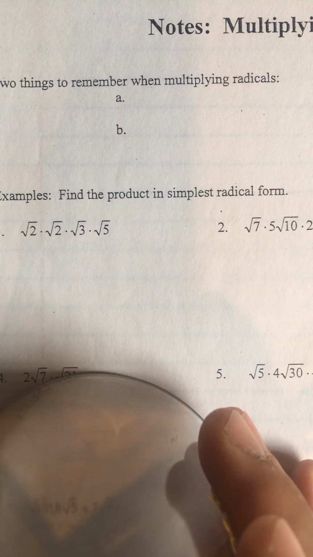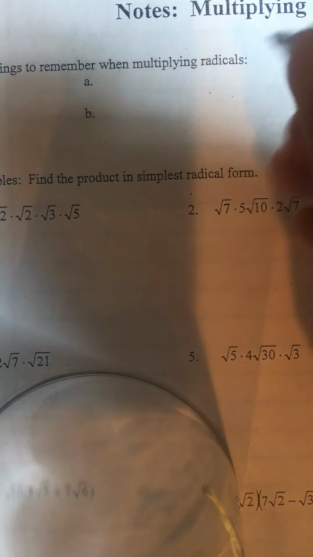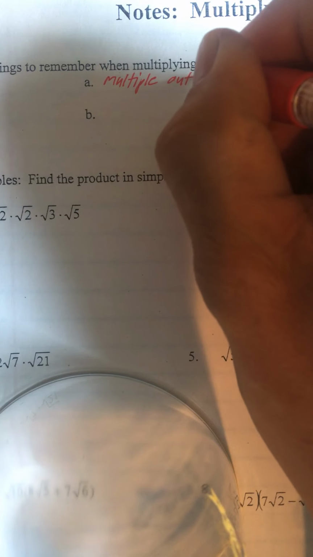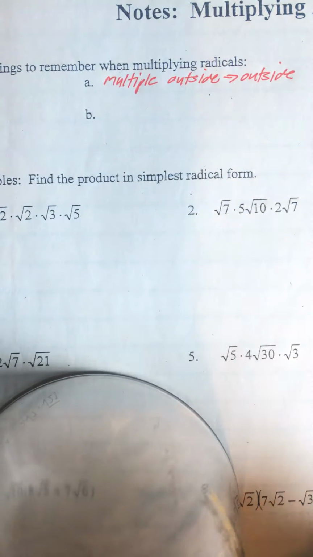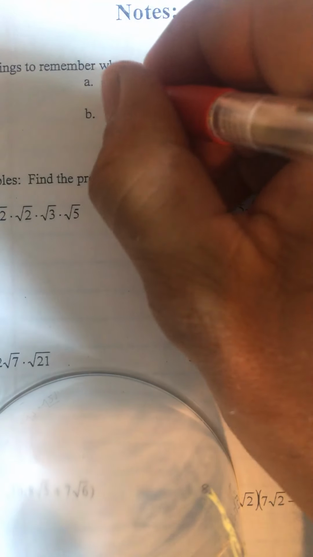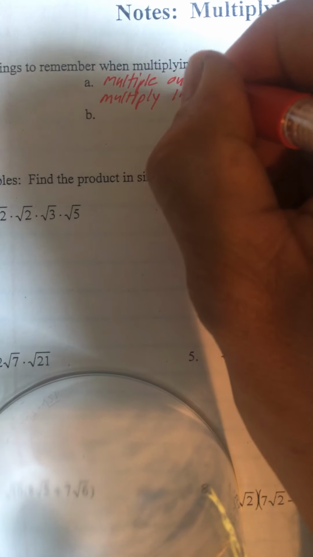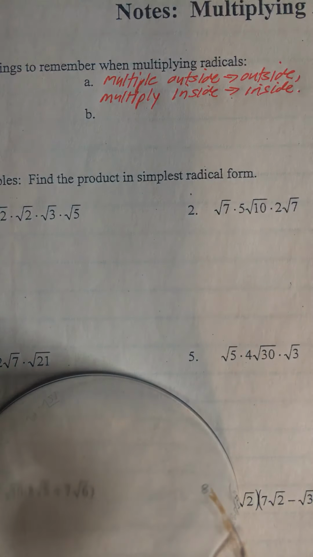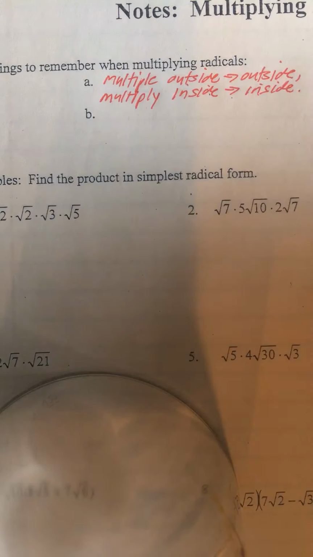There are really two things that we have to remember when we multiply radicals, okay? The first thing is you always multiply the outside with the outside, and you multiply the inside with the inside. Really, the number out front is called the coefficient, so it's the coefficient times the coefficient, and the number inside is called the radicand, so it's the radicand times the radicand, okay?